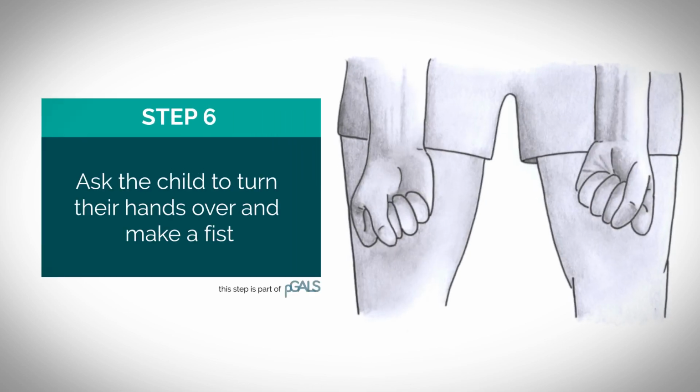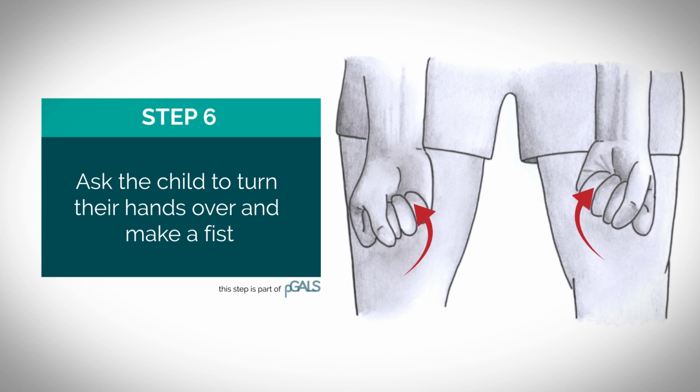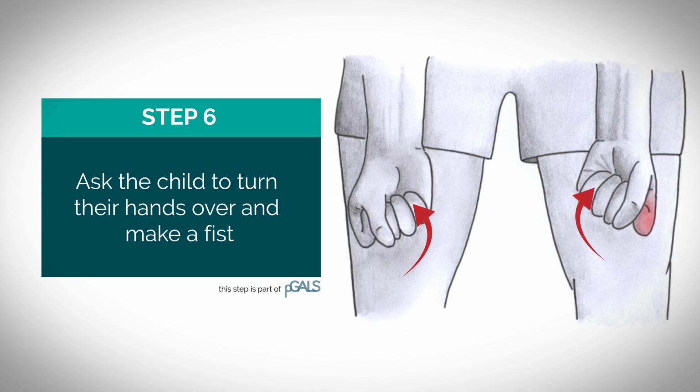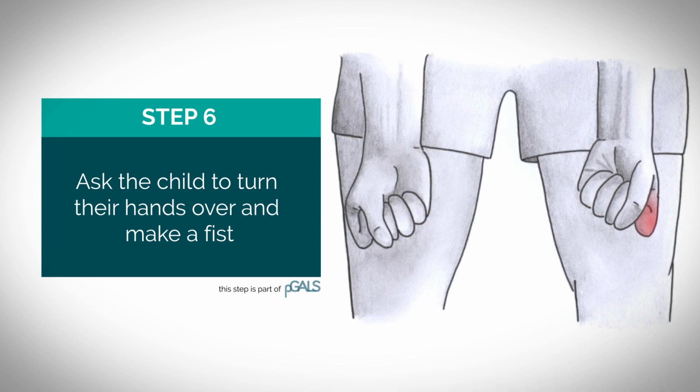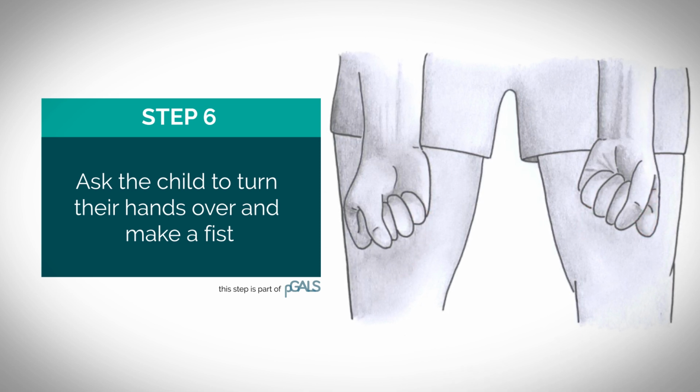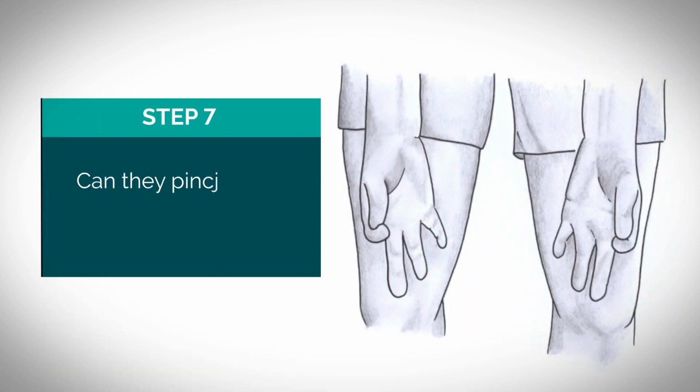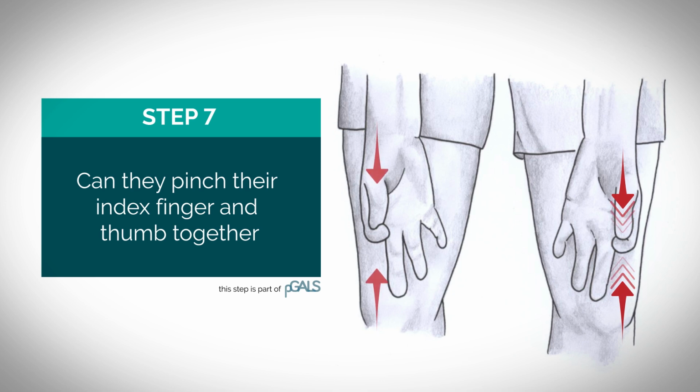Step 6. Ask the child to make a tight fist with their arms out in front of them, palms up. Look for the ability to supinate, and if the child's unable to make the fist, is this due to reduced range of movement, poor strength, or possibly pain? Step 7. Ask the child to pinch the index finger and thumb together. Look at range of movement and functional grip.